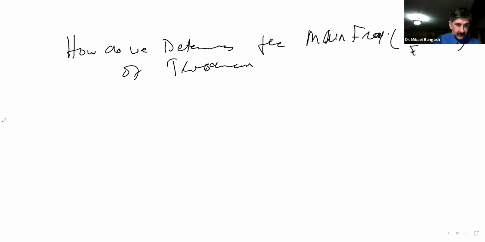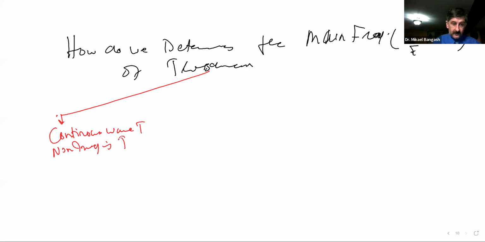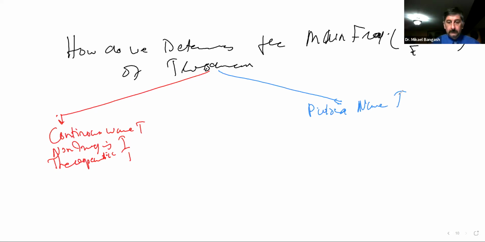As far as our transducers are concerned, we've got two kinds of transducers. The first one is called a continuous wave transducer, also known as a non-imaging transducer, or what we can call a therapeutic transducer. Clear? Whereas the other one is going to be a pulsed wave transducer, which will also be an imaging transducer.